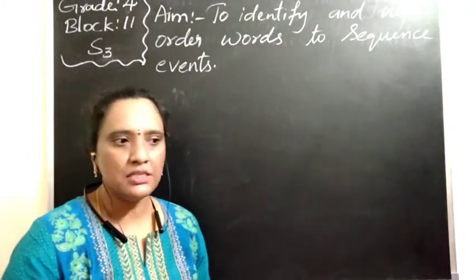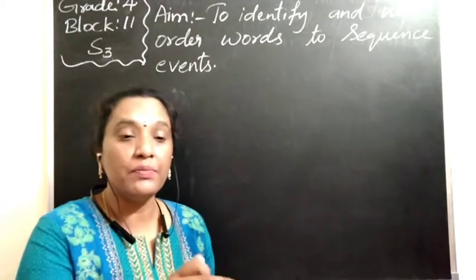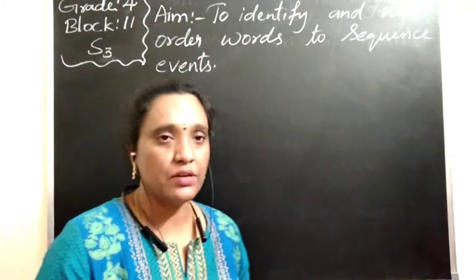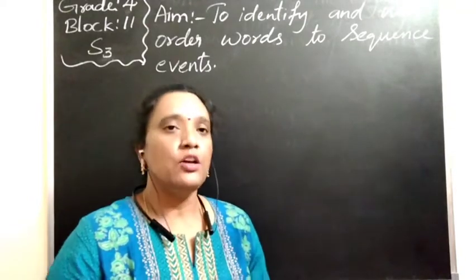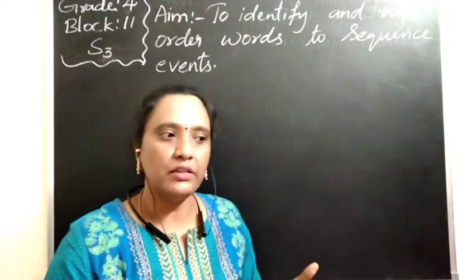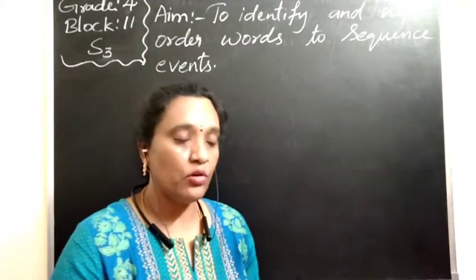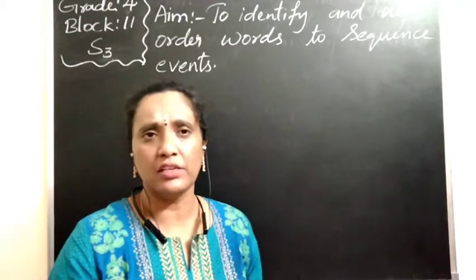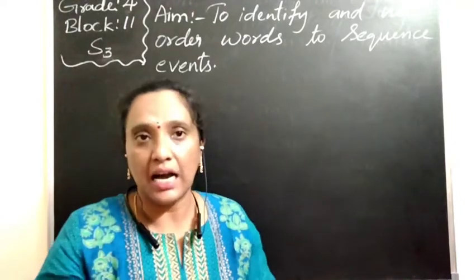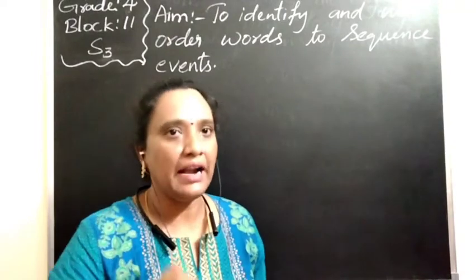So identifying means when we read something, whatever is there in the story, from that you must be able to identify. If I ask you to identify the nouns from a story, what do you want to do? You want to read the story and identify the nouns, like the names, the places, the things, and the animals' names. Identifying, if some things are there, picking up the correct one is nothing but identifying.